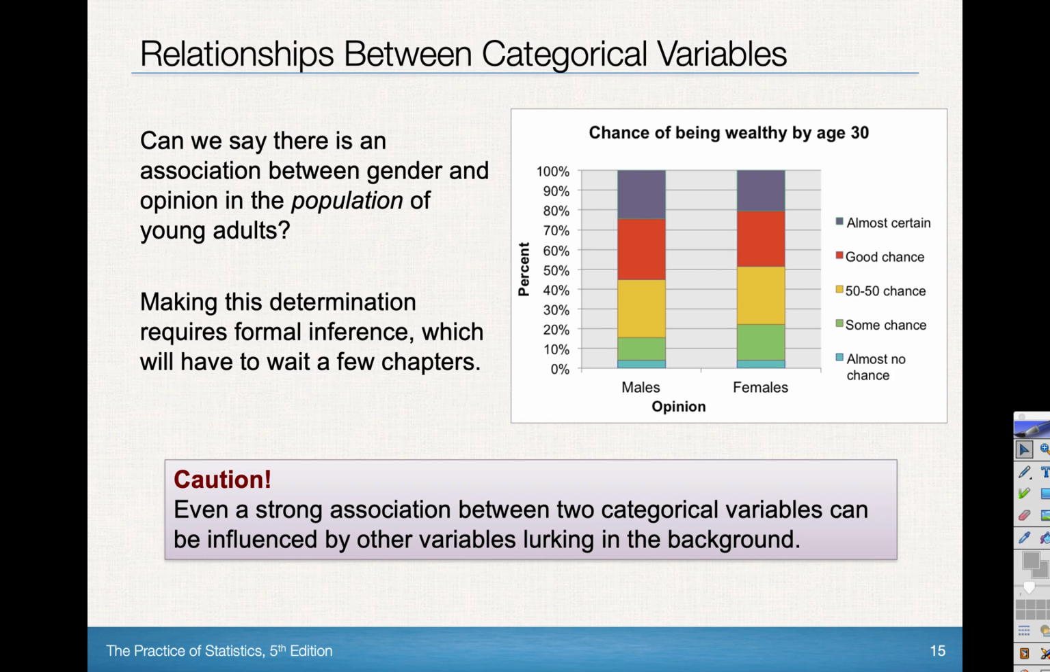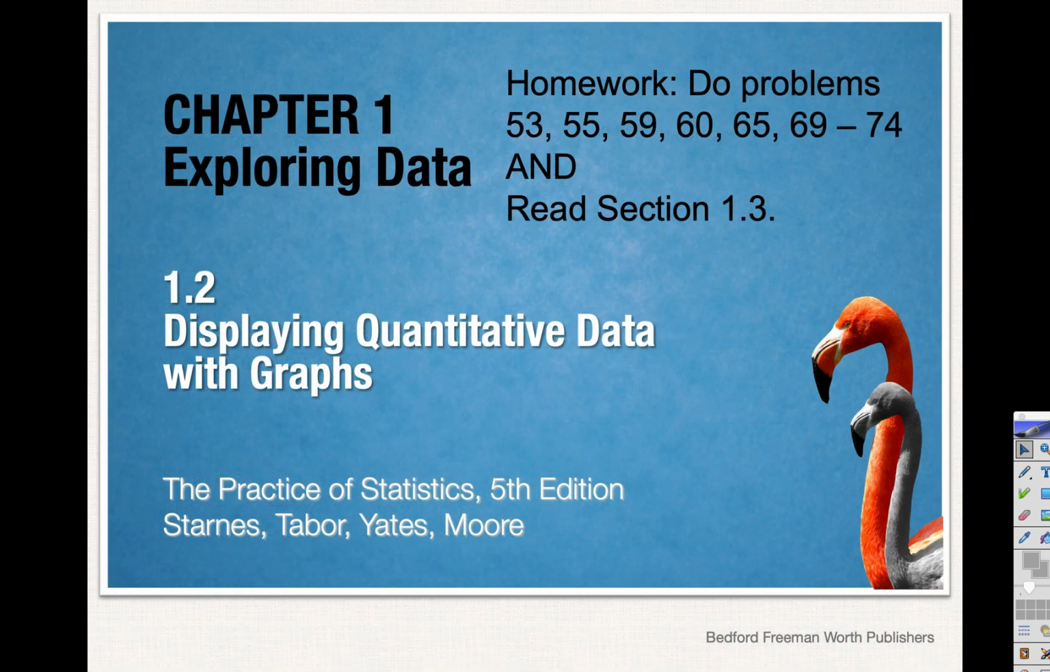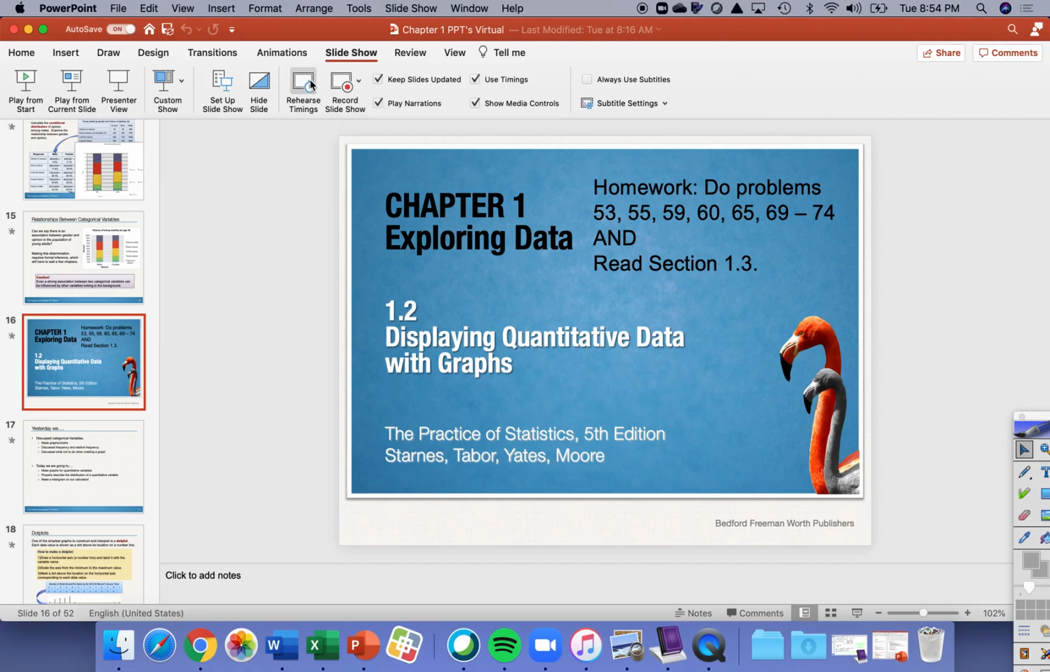So today we're collecting and organizing our categorical variables. Next time we will look at quantitative variables.